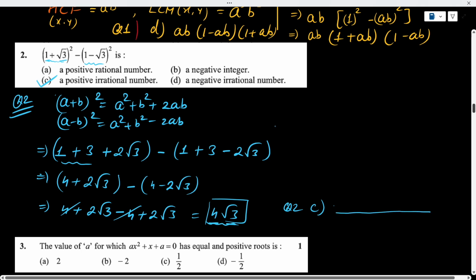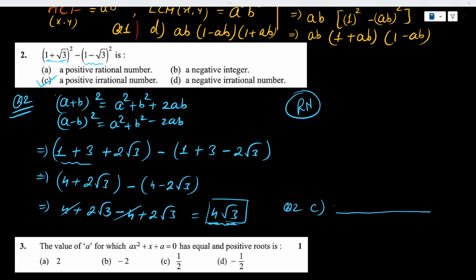So this is also from which chapter? It's from real numbers. Again, the first chapter, your first chapter, which is real numbers. Now, what is the next question?